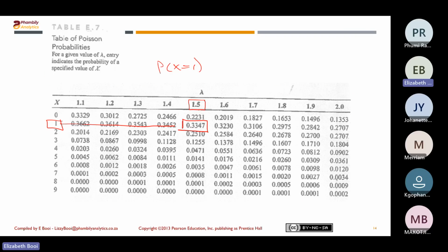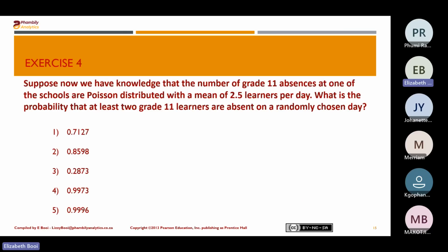Okay, let's look at our last question. Today we're going to end this session early, so this is our last question. Suppose now we have knowledge that the number of grade 11 absences at one of the schools is Poisson distributed with a mean of 2.5 per day. What is the probability that at least 2 grade 11 learners are absent on a random day?